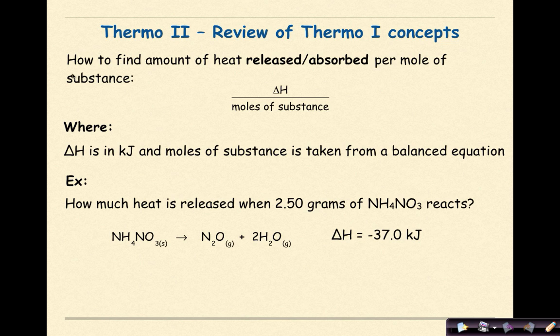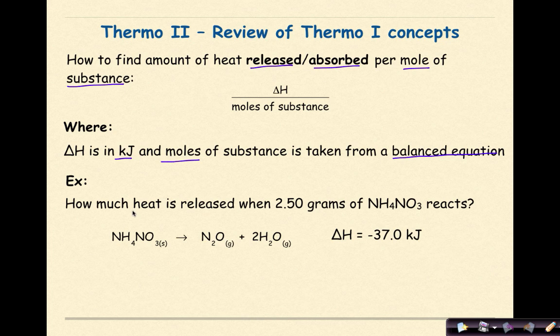So let's start out by looking at how to find the amount of heat released or absorbed per mole of substance. And the formula that we're going to use here is delta H over the moles of substance, where delta H is going to be in kilojoules and the moles of substance is going to be taken from a given balanced equation. So let's look at an example.